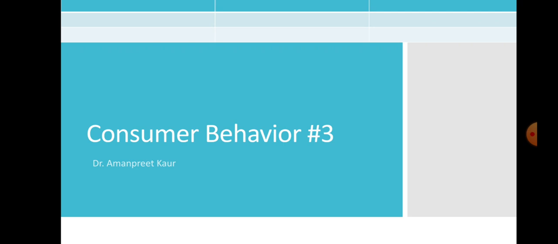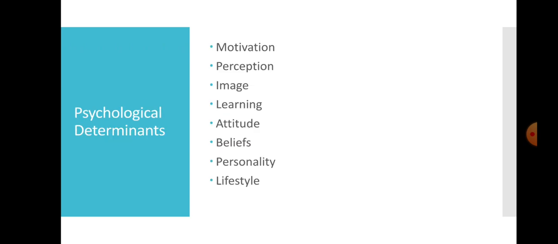Determinants of consumer behavior were broadly categorized into four major groups: economic determinants, sociological determinants, psychological determinants, and personal determinants. In the previous lecture, we have already discussed the economic category and sociological category of consumer behavior determinants. Today we shall continue with the other two categories, that is, psychological determinants and personal determinants.